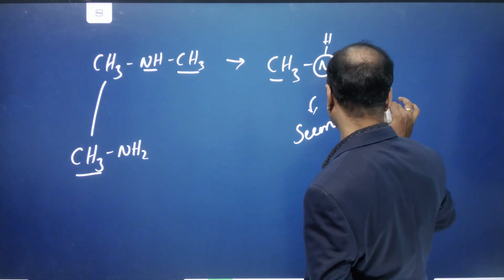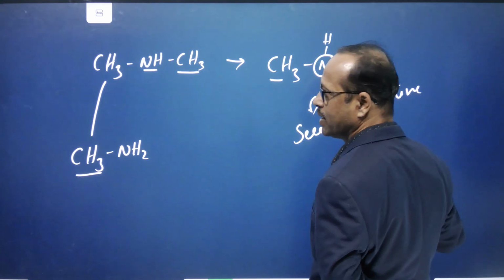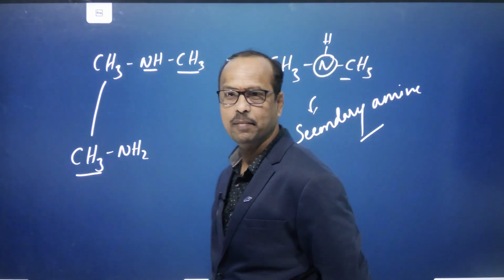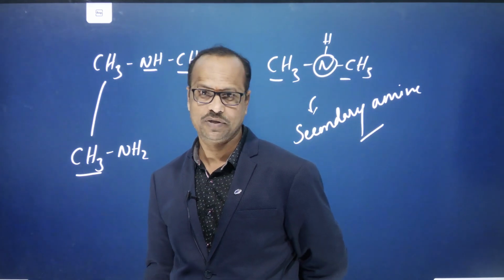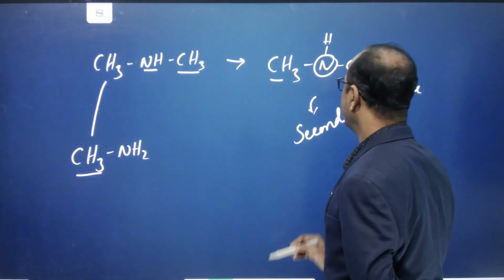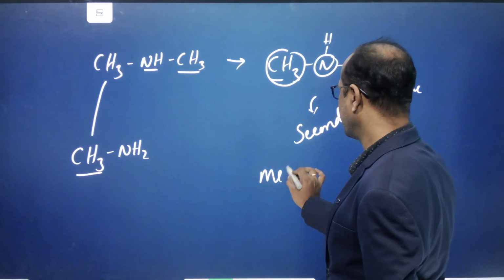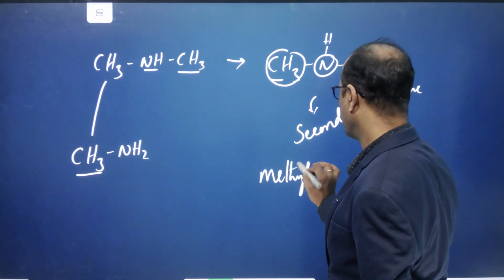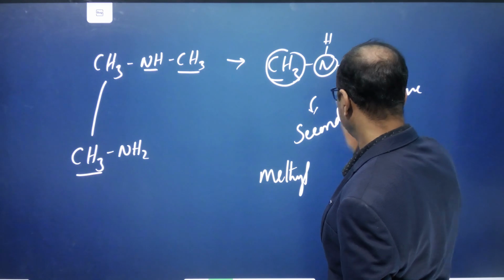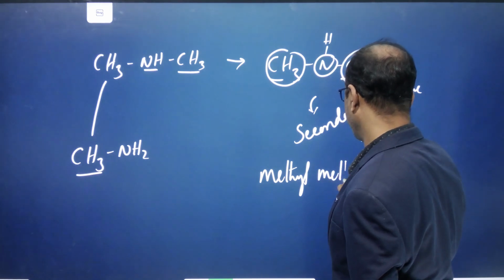Okay, secondary amine. Is this clear? Then now what is the name of this one? So here, how many carbons are there? One carbon. One is what? Meth, or methyl. Okay. And here also one carbon is there. So this is called methane.